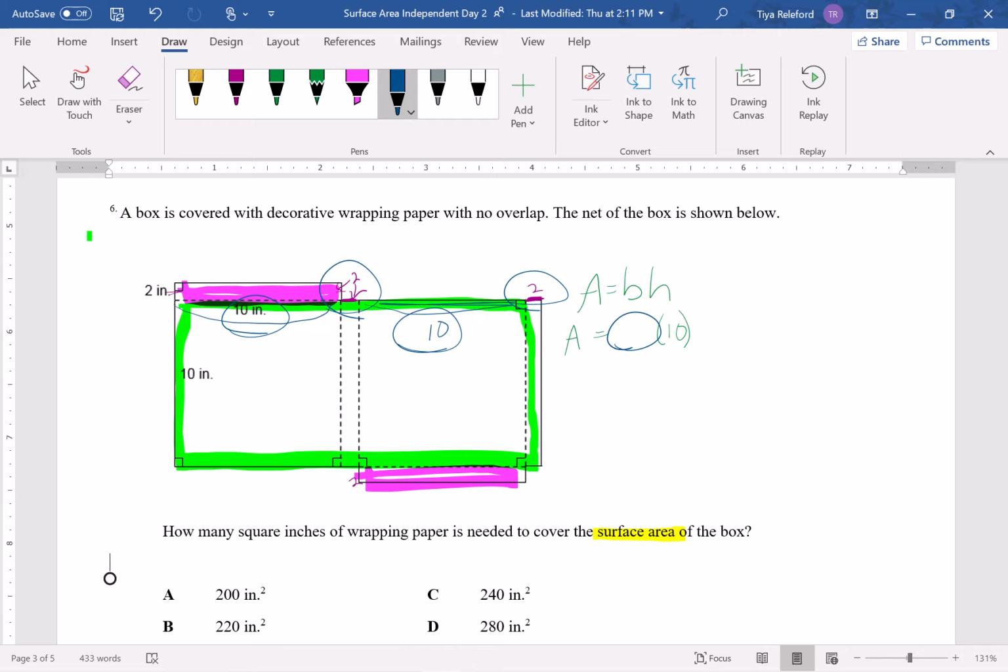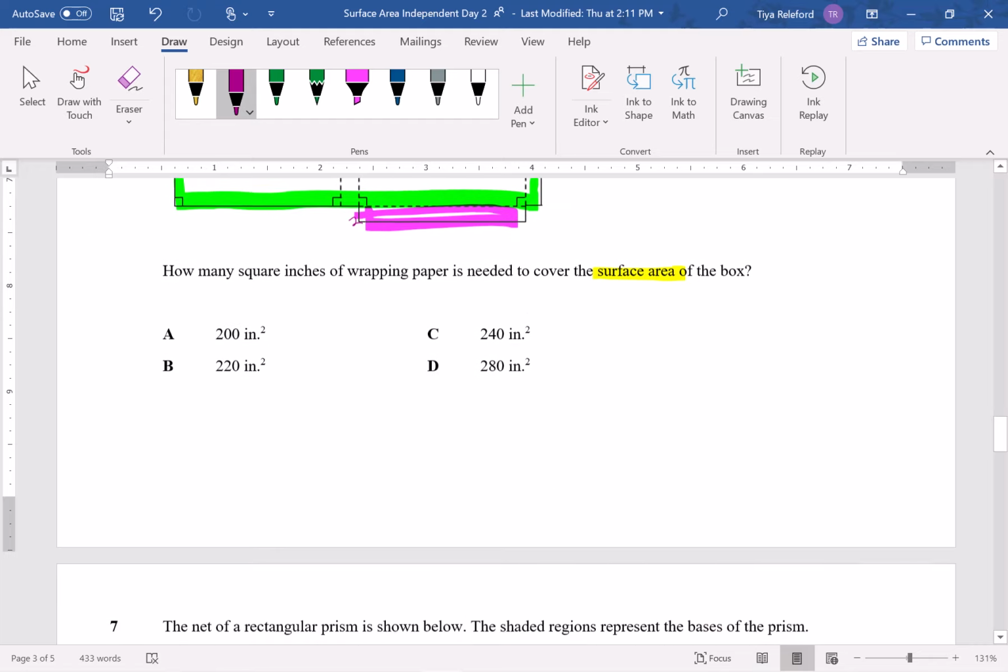That is your total base for that large rectangle. Now your smaller rectangle, we know the height is 2 and the base is 10. Now make sure you add 2 of the pinks and only 1 of the green.